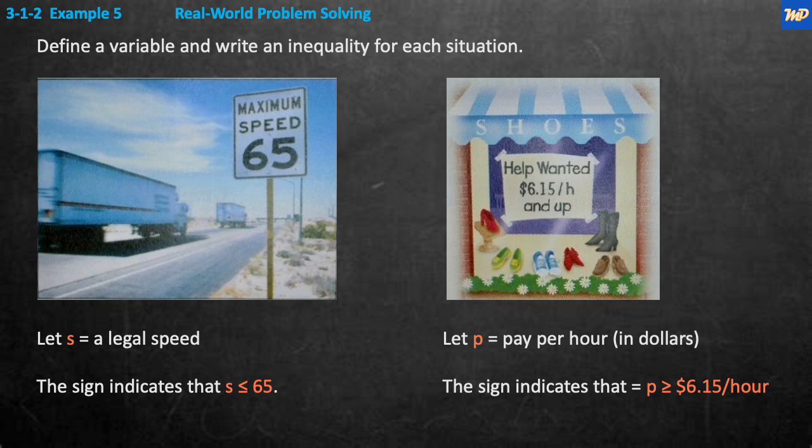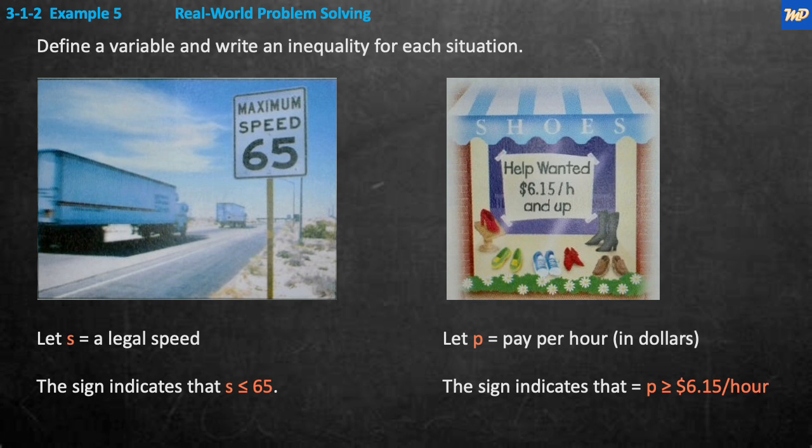So let's try it. The first one here, the one on the left. So we've got a highway. It says maximum speed 65. And we know that in our case here in the United States, that's miles per hour, right? 65 miles per hour. So it says define a variable for what we're going to call it in the inequality. What's the variable name? And in this case, the legal speed. So it says the maximum speed is 65.